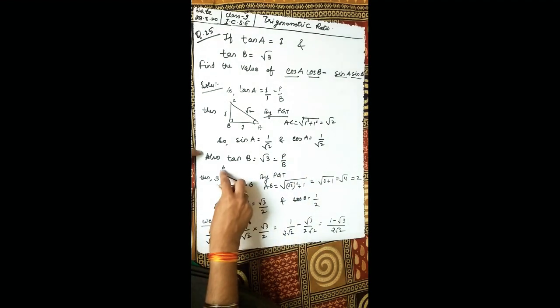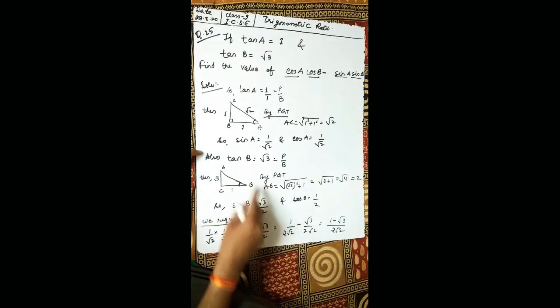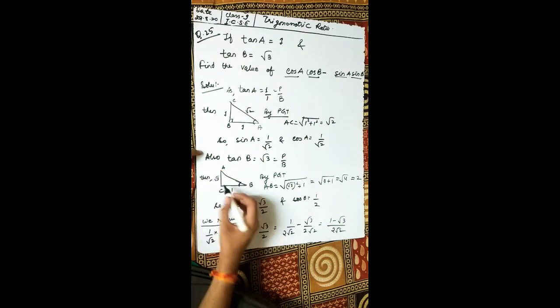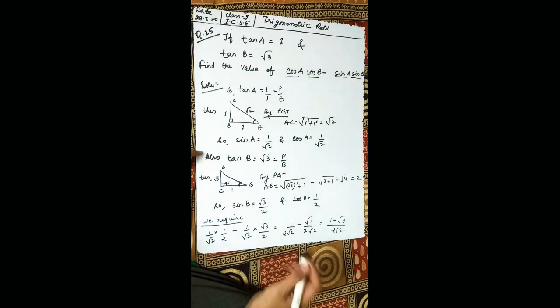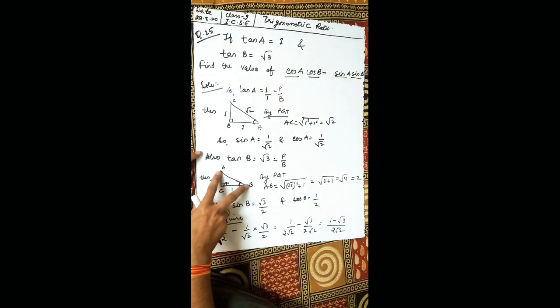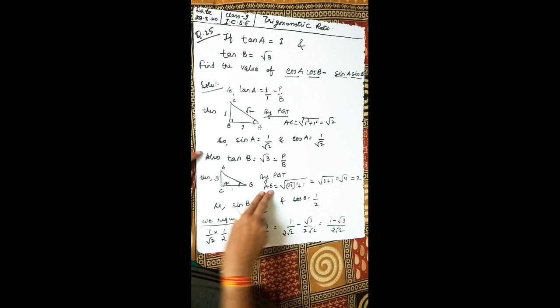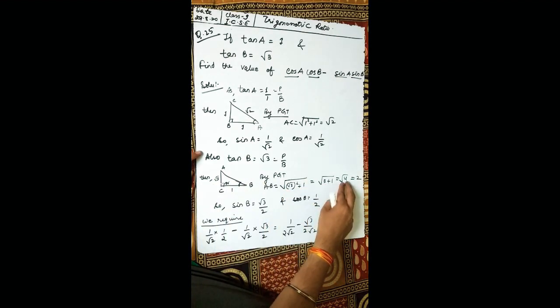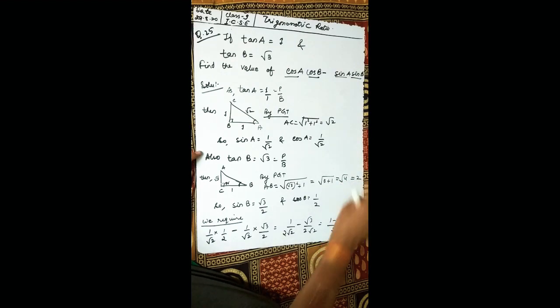So perpendicular is 3 and base is 1. And if it is asking tan B, so we are taking ABC like this, where C is the 90 degree. Okay, then by using PGT, we know AB is the hypotenuse right now with us. So AB is equal to root of 3 square plus 1, that is 3 plus 1, 4, under root of 4 is 2.